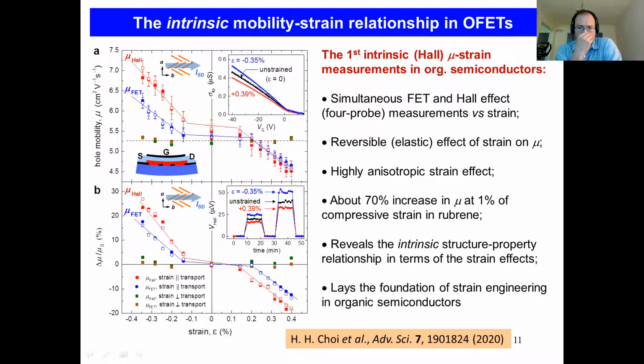So you can see that the effect of strain is anisotropic and is actually quite large in this experiment. It corresponds to about 70% boost in mobility when you apply 1% of compressive strain.